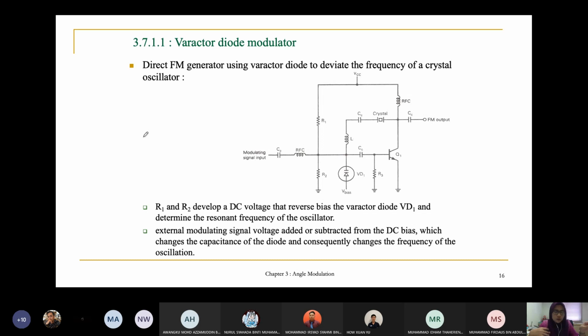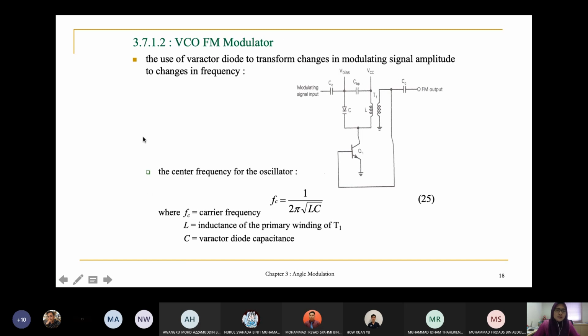Basically, you don't need to go into detail on the process of the varactor diode modulator itself. You just need to know in general how direct FM modulators and indirect FM modulators work. Next, another example of a direct FM modulator is the VCO FM modulator, and this is the circuit.